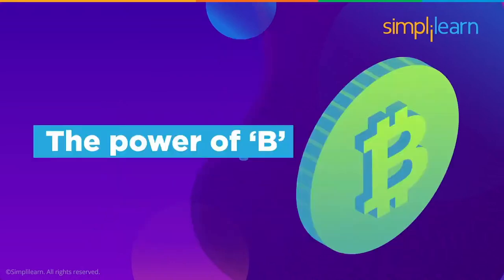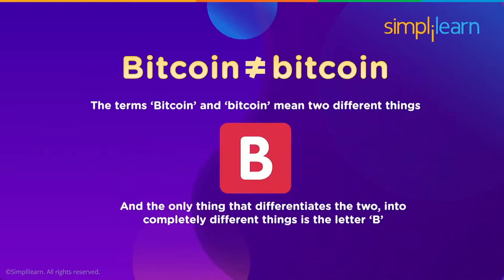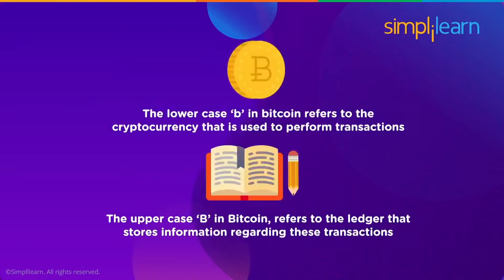The power of B. The terms Bitcoin with an uppercase B and bitcoin with a lowercase b mean two different things. The only thing that differentiates the two is the letter B. The lowercase b in bitcoin refers to the cryptocurrency that is used to perform the transactions. The uppercase B in Bitcoin refers to the ledger that stores information regarding these transactions.